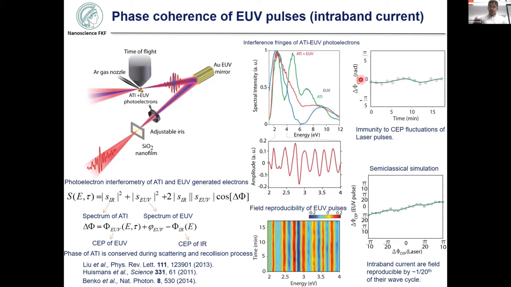And now, of course, in our experiment, there is a small CEP fluctuation of our driving laser pulse, and if you compare how this affects the CEP of our EUV pulses just from a semi-classical model, you will see there's almost no effect.